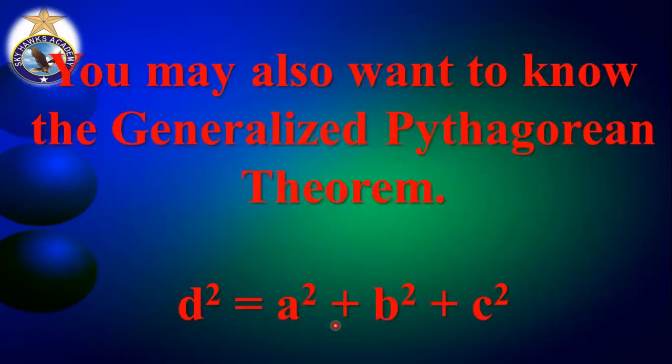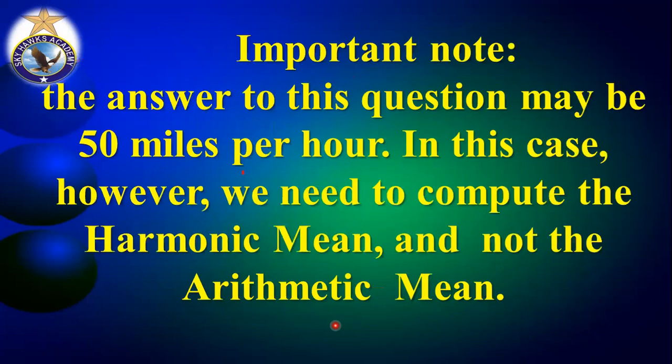So your answer is 48. Look at this. Important note: the answer to this question may be 50 miles per hour. In this case, however, we need to compute the harmonic mean and not the arithmetic mean. Actually, the 50 comes in this way when you are using the arithmetic mean. The answer may be 50. How? You add 40 plus 60, the two speeds, and then divide. Your answer is 50. That is absolutely wrong.